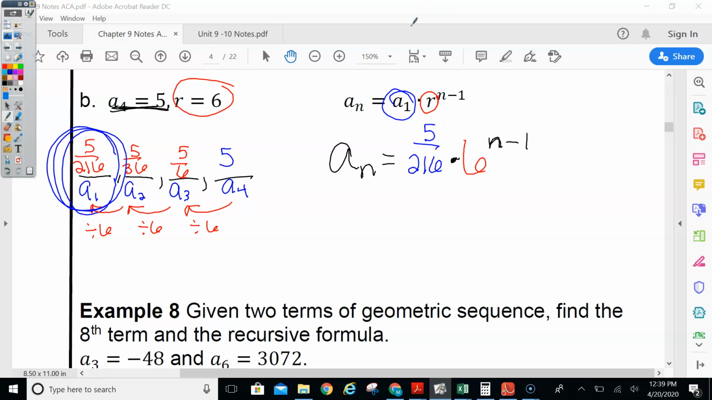Okay, so if they don't give you A1, you got to go find A1. So there is a way to do it algebraically, but since it wasn't that far away from one, it's easier to do it this way. If they start you maybe like at A10, you'd probably want to do it algebraically. But I can show you how to do that one on a separate problem.